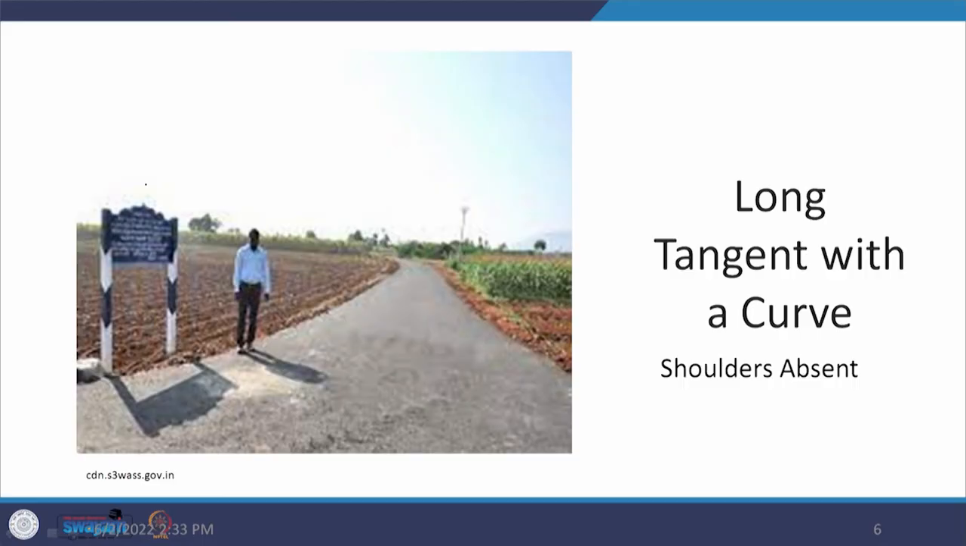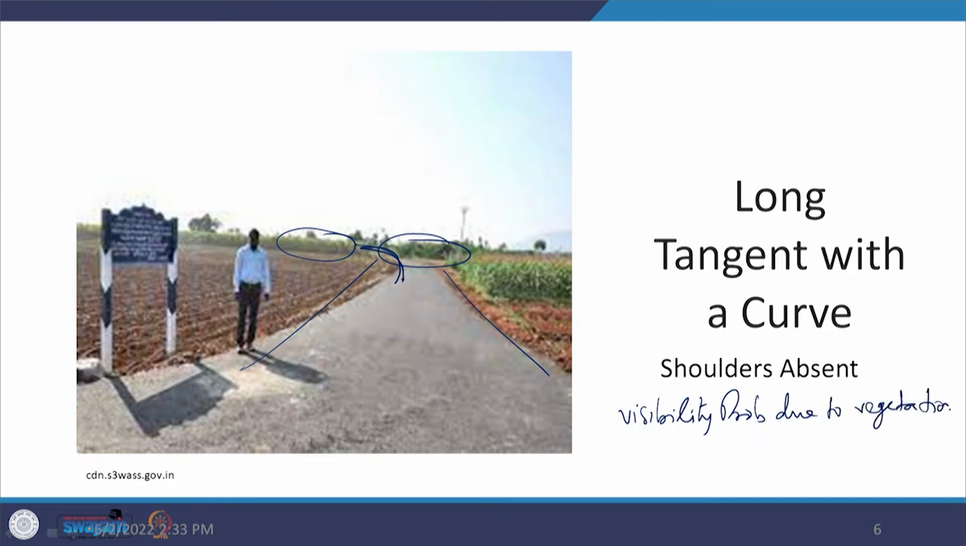Now, this is another case. Here what we found is a continuous long road. This is a long road which is going on, and at this point there is a turning. So, it can probably be a long tangent with a sharp curve condition appearing here, and apart from that, the visibility due to this vegetation is also a problem. So, you have a visibility problem due to vegetation. And if you look at the edge, the edge has been defined in this form.